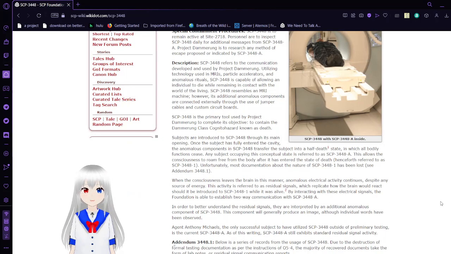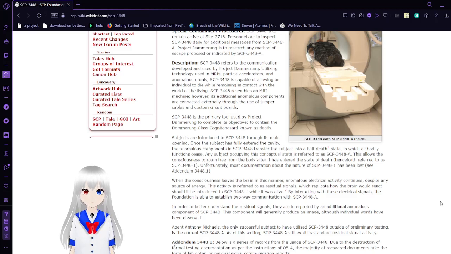Description: SCP-3448 refers to the communication device developed and used by Project Dumerang, utilizing technology used in MRIs, particle accelerators, and anomalous rituals. SCP-3448 is capable of allowing an individual to die while remaining in contact with the world of the living. SCP-3448 resembles an MRI machine, however, its additional anomalous components are connected externally through the use of jumper cables and custom circuit boards.